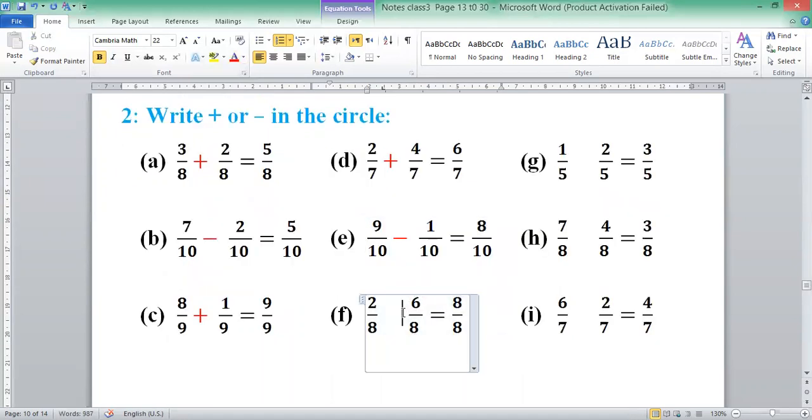Similarly, here, look at numerators. Numerators are 2 and 6. By adding 2 and 6, we will get 8. So therefore, we put plus. Here, look at 1 and 2. By adding 1 and 2, we get 3.